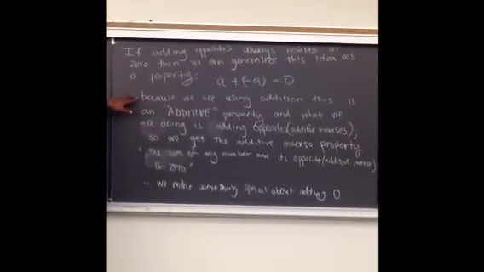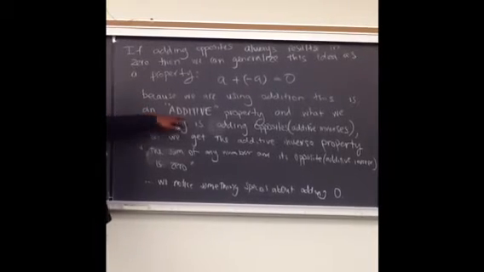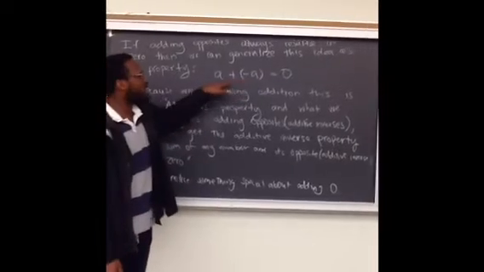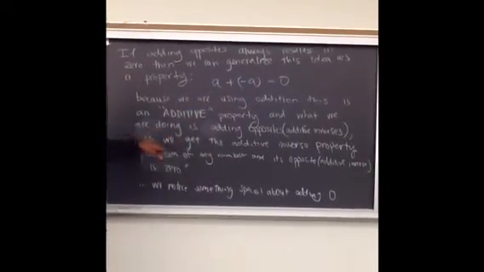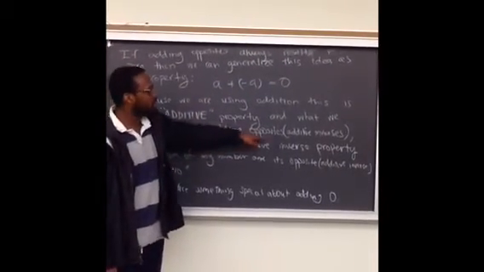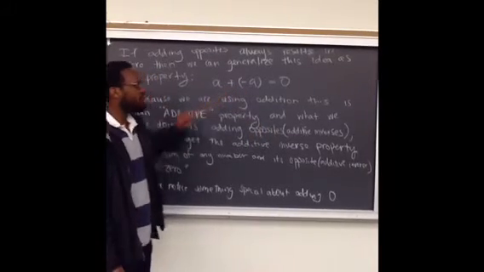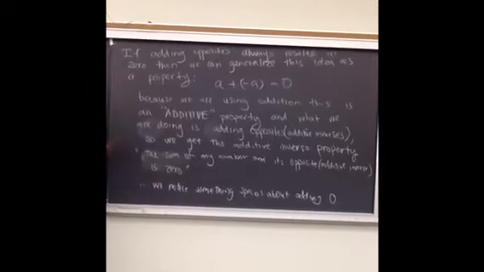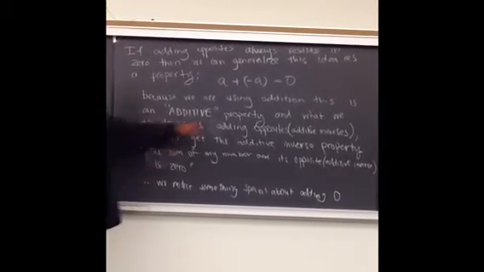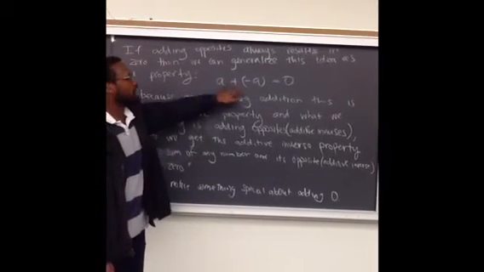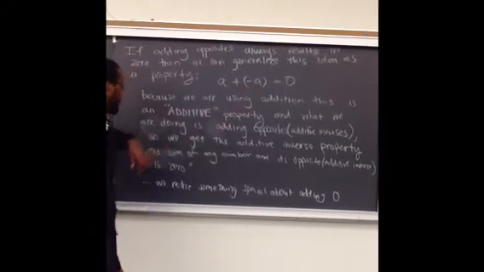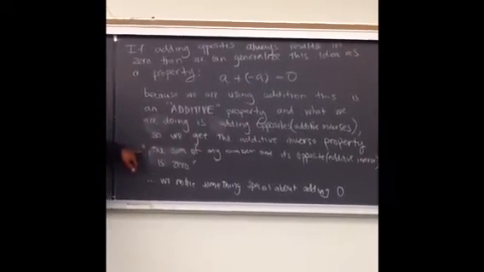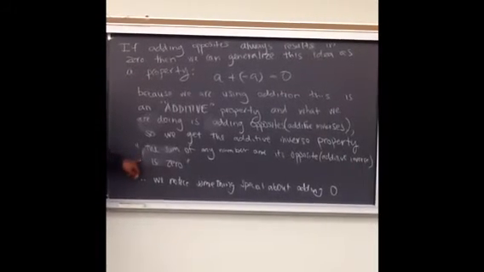So because we are using addition, we're going to call this an additive property. And what we're actually doing here in this additive property is adding opposites. And these opposites are actually called additive inverses. So we get the additive inverse property because when we add inverses, we get 0. Now, here we have the sum of any number and its opposite is 0.